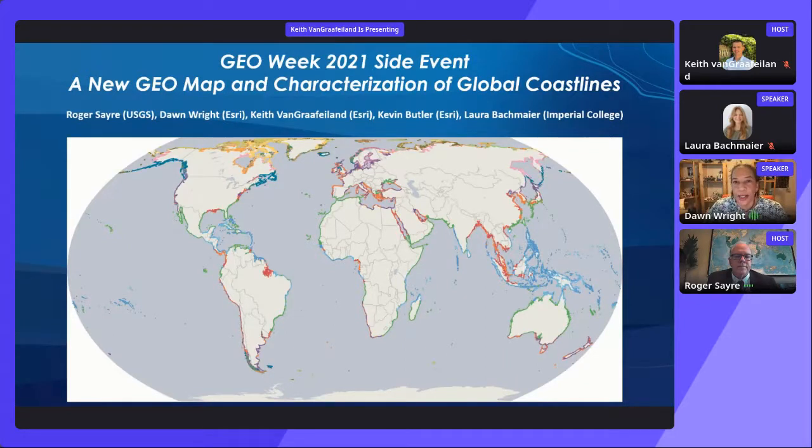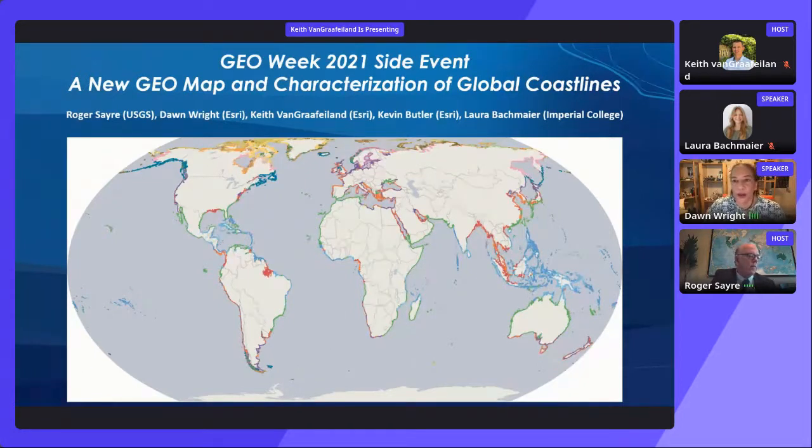Also with us to speak is Keith Van Grafflin. He is an ESRI product engineer, and he's also the lead curator of ocean content for ESRI's Living Atlas of the World. We'll also be hearing from Kevin Butler, who is also a product engineer on ESRI's analysis and geoprocessing team, and he works as a special liaison to the scientific community in that capacity as well.